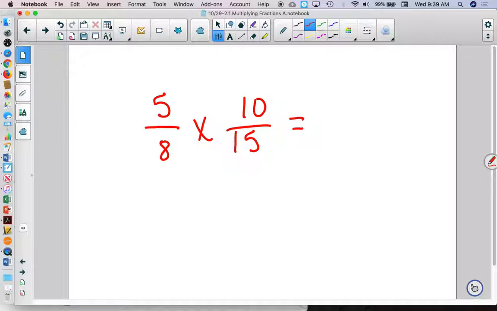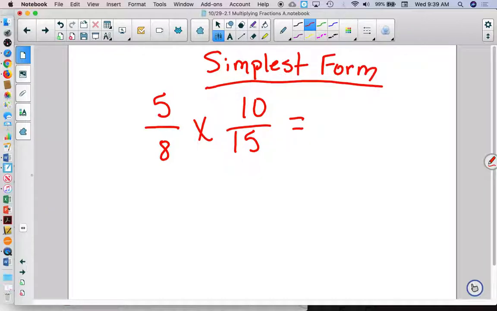Does everybody have it done? Make sure you're in the 6th grade. Answers must be in simplest form. If it's not, it will be wrong. Everybody done? Here we go. Take a look at your own paper.